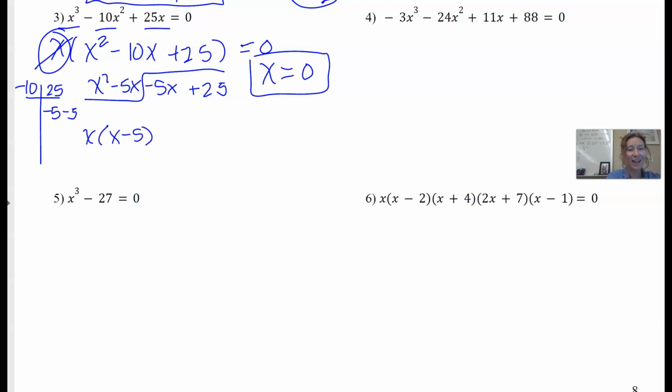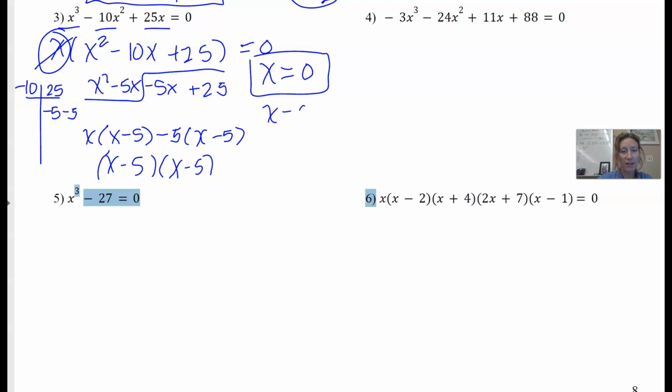And again, I've got a negative as the lead coefficient on that second half, so I take out a negative 5, giving me positive x and negative 5 again. And I'm left with x minus 5 times x minus 5. So I get the same answer from those. So from that one, I'm going to get 5 both times. x minus 5 equals 0. I add 5, and I get x is equal to 5.